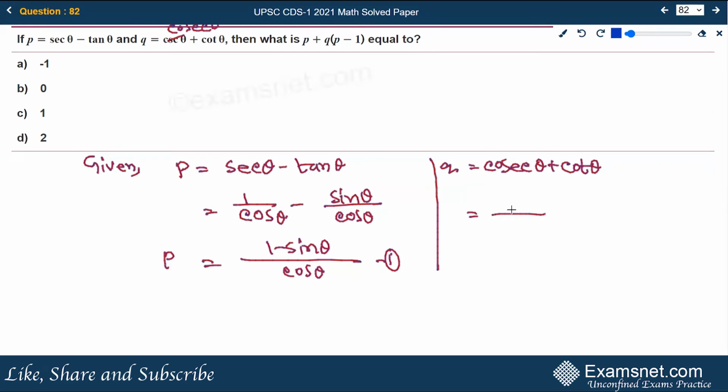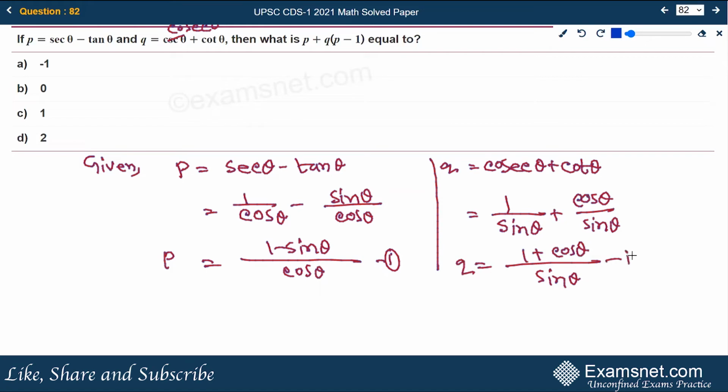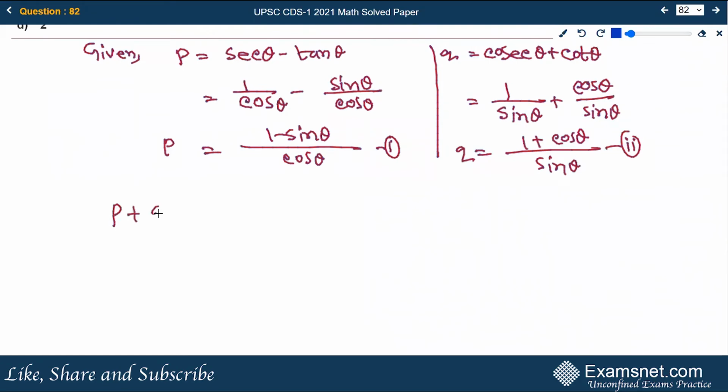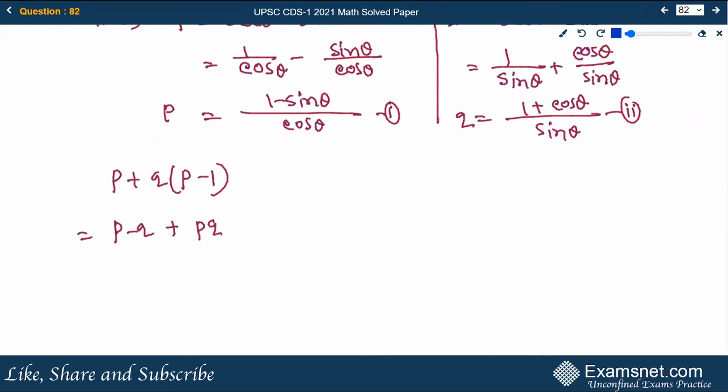Next, Q equals cosec theta plus cot theta. Here cosec theta is the reciprocal of sine theta, that is 1 by sine theta, plus cot theta can be written as cos theta by sine theta. So I can write (1 plus cos theta) by sine theta. Let's name it equation number 2. Now write the required expression (P plus Q)(P minus 1). So from here I can write P minus Q plus PQ. Let's put all those values of P and Q.